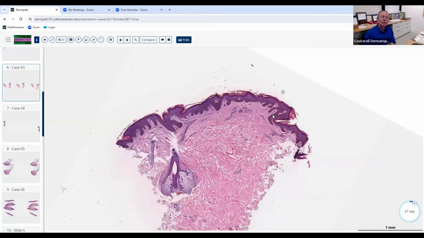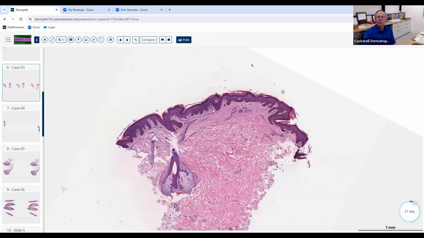So we always ask ourselves, if there is epidermal involvement, what kind of epidermal involvement? Is it spongiotic? Is there acantholysis? Is there ballooning degeneration? Or is there one of the other epidermal reaction patterns? Is it one of the psoriasiform patterns? Is it regular, irregular?